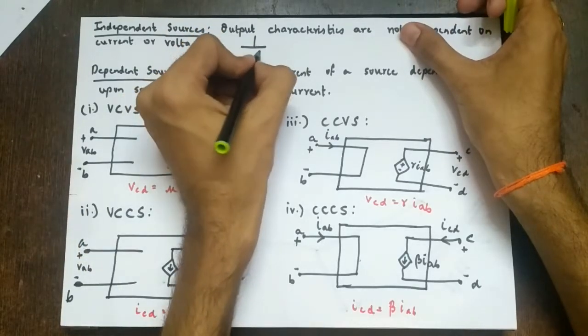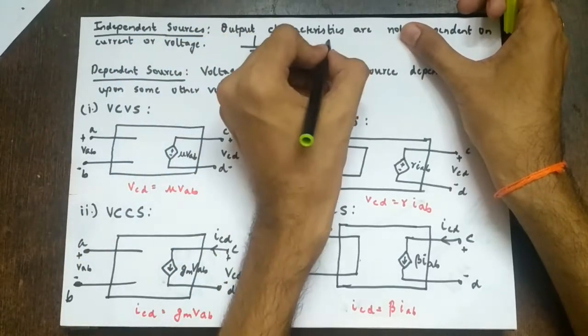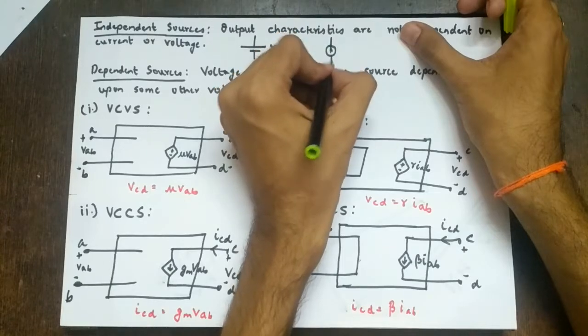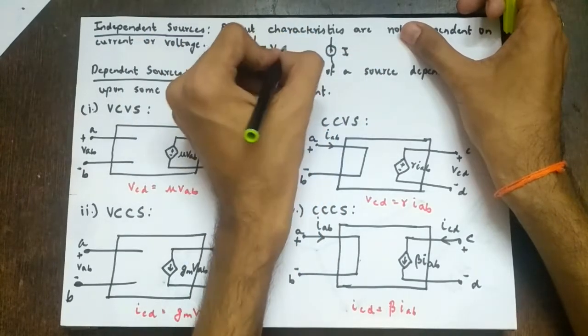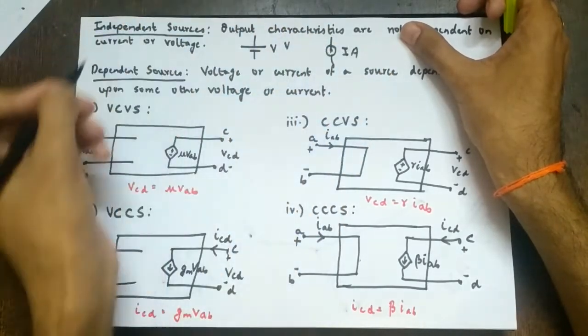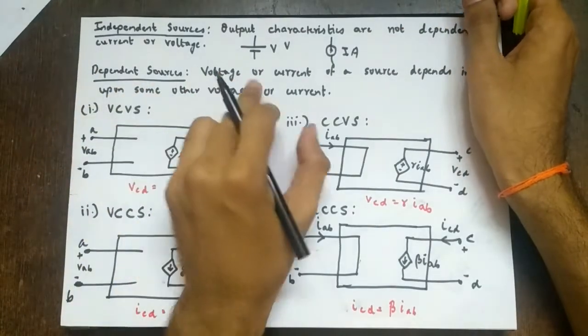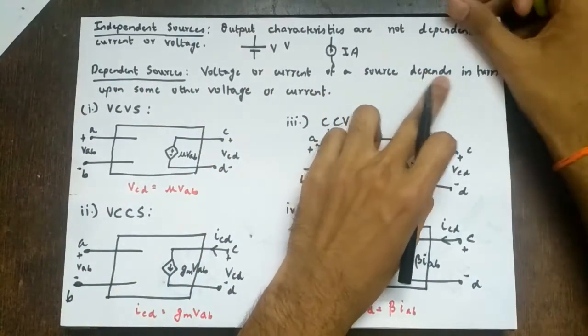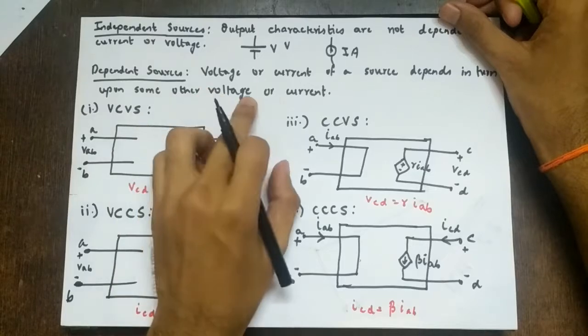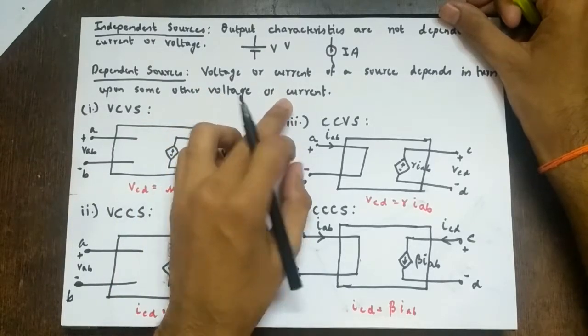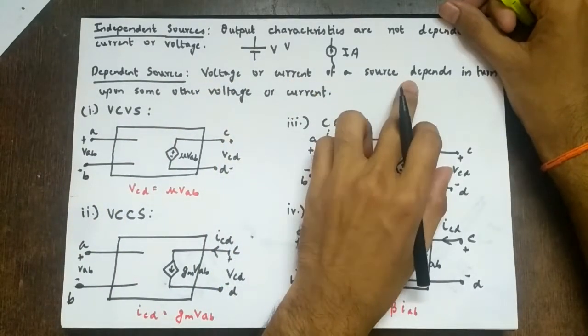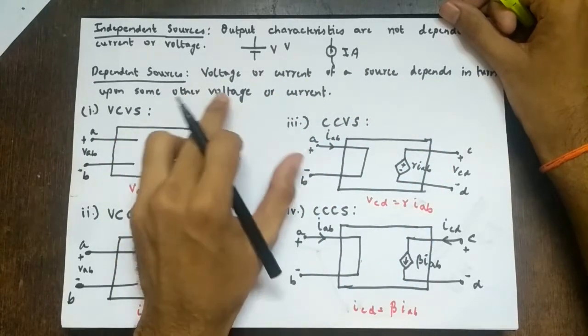So you have just two things, a voltage source having some voltage V and a current source having some current I. Voltage V volts, current I amperes. But what are dependent sources? Voltage or current of a source depends in turn upon some other voltage or current in other part of the network. I repeat, voltage or current of a source is depending on some other voltage or current.